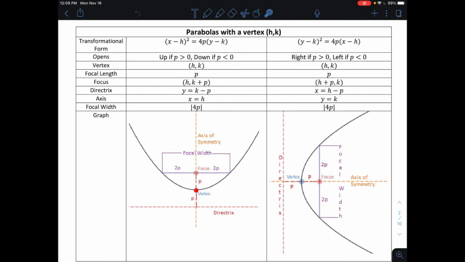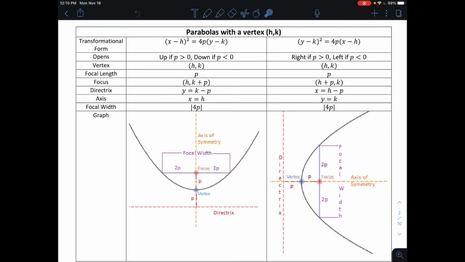p represents the distance from the vertex to the focus. So the distance from the vertex to the directrix, or the distance from the vertex to the focus, is p. From that, we can determine two points that lie on the endpoints of a focal chord. The focal chord through the focus is parallel to the directrix line, in either case, vertical directrix or horizontal directrix. The distance from the focus to a point that lies on the parabola is 2p in either direction. 4p is the focal width, so it's the width of that chord from endpoint to endpoint.